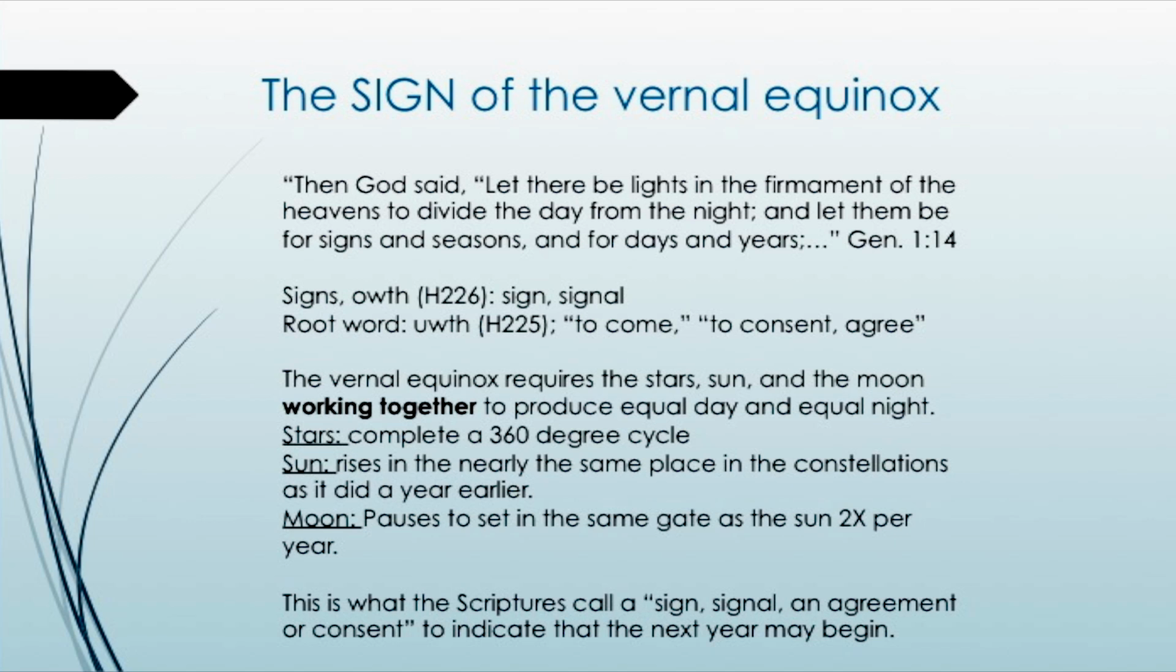This is what the scriptures call a sign, a signal, or an agreement or consent to indicate that the next year may begin. Now, we're talking not about this is when the new year begins. It's a signal, a consent, or an agreement based on your calculation that now the new year may begin, because the equinox may fall on the first day of the week, or it might fall on a Monday or a Tuesday, but that cannot shift your year. It cannot shift your Sabbaths, cannot shift your week, your feast days.